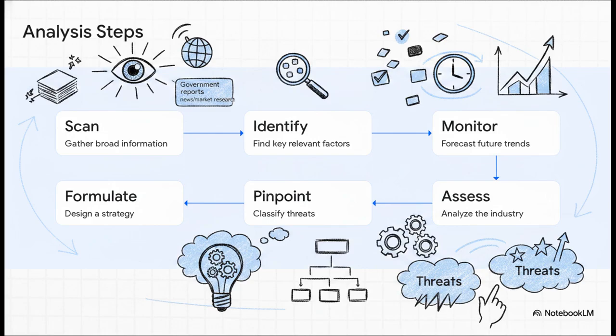Here are the 6 key steps organizations use. First up, scanning. This is gathering information from government reports, the news, and market research to just spot those early signals. Step 2, they identify and analyze which of those factors actually matter to them. Third, they monitor and forecast, trying to estimate likely future outcomes. Fourth, they assess the specific industry structure, which we'll actually dive into in a minute.